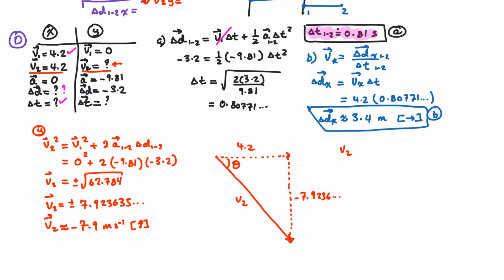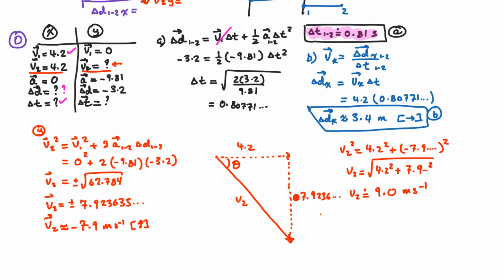To find the size, I'm going to use the Pythagorean theorem. That's going to be 4.2 squared plus negative 7.9, actually, I don't even need the sign here. We know that it's going down, so it's negative 7.9 dot dot dot squared. V2 is equal to the square root of 4.2 squared plus 7.9 dot dot dot squared. And I'm using the exact values from my calculator. And I get V2 is approximately 9.0 meters per second here.